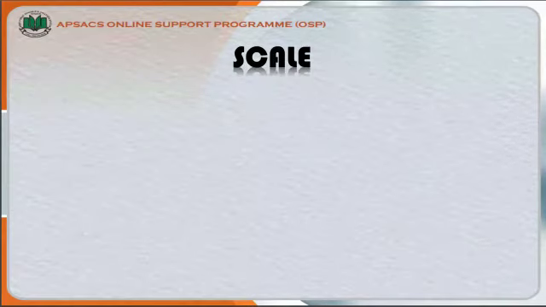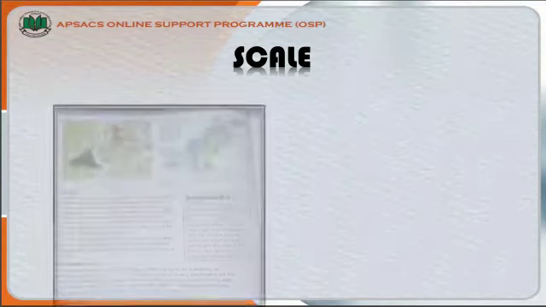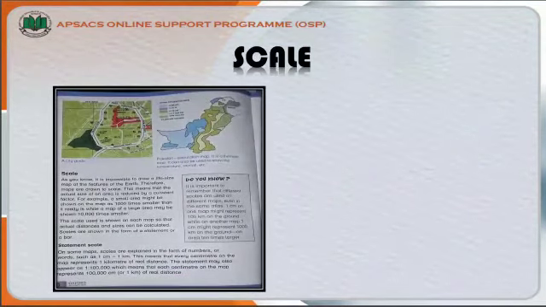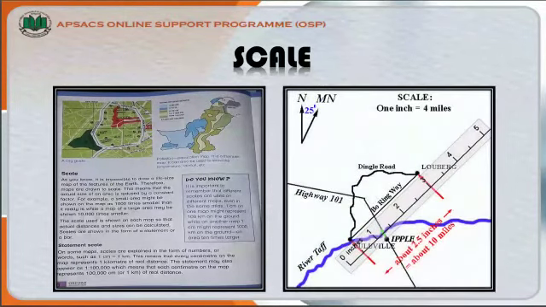Move on to this slide about scale. Open pages 30 and 31 to understand what is scale and why we use scale on our maps. By the diagram, you can understand purpose of scale. Observe map and read page carefully.